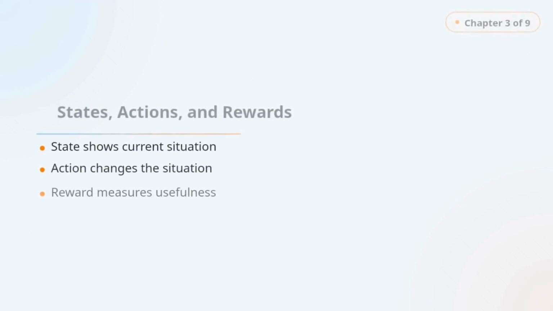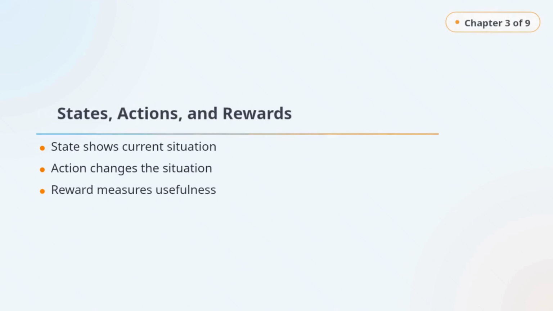A state represents the current condition of the environment from the agent's point of view. Based on that state, the agent chooses an action. After the action, it receives a reward which tells it whether the choice was good, bad, or neutral. This reward is very important because it becomes the feedback signal for learning.